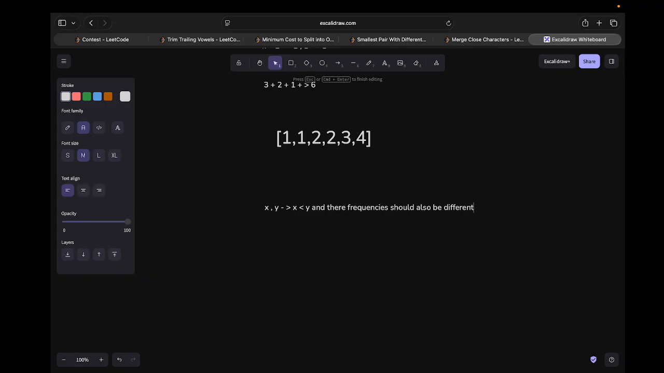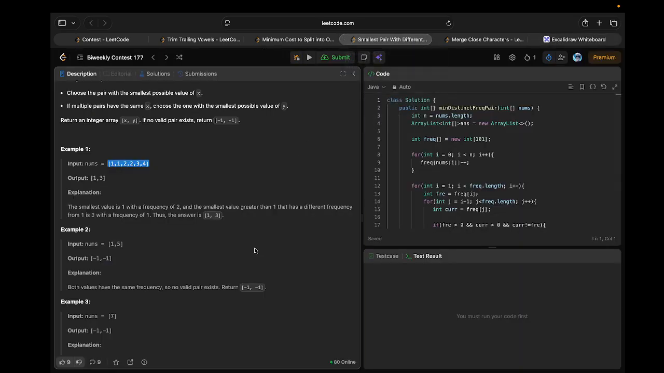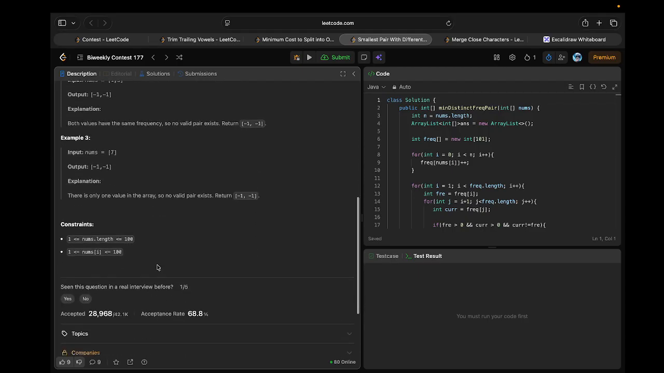The core idea we are actually looking for is that we just have to check how many numbers are there which are greater than my current number, and they should have a frequency different from the frequency of my current number, right? So this is what we have to do. And if you see, the constraints are pretty low.